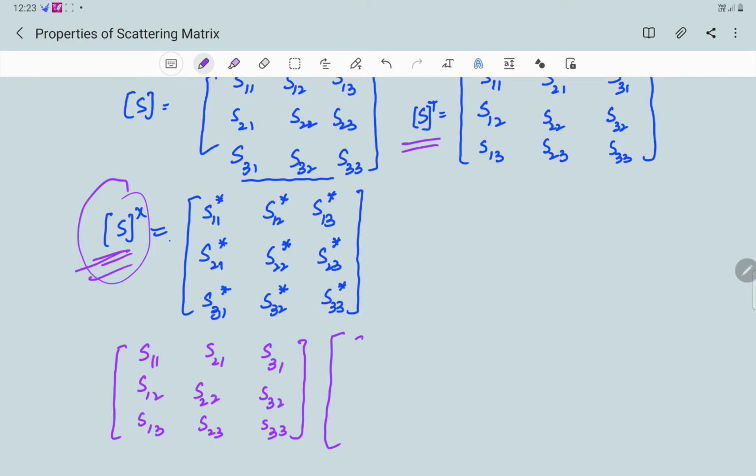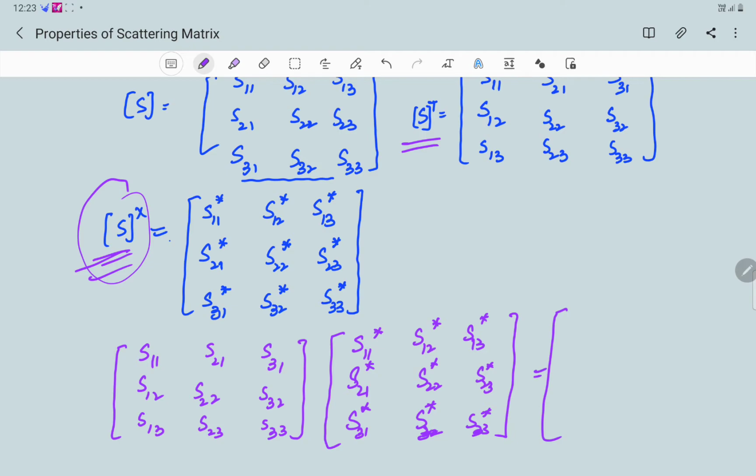So when I multiply it by S11 conjugate, S12 conjugate, S13 conjugate, S21, S22, S23, S31, S32, and S33, this product should be a unit matrix of the same order as that of S. That would mean 1 0 0, 0 1 0, 0 0 1. This is what the product should be.